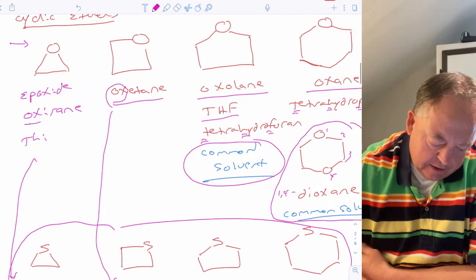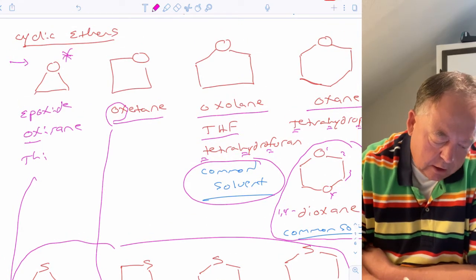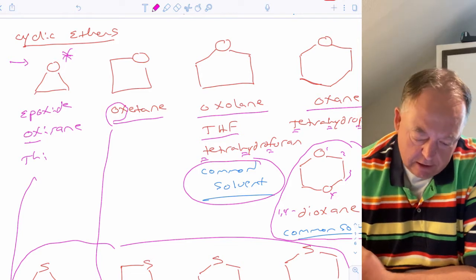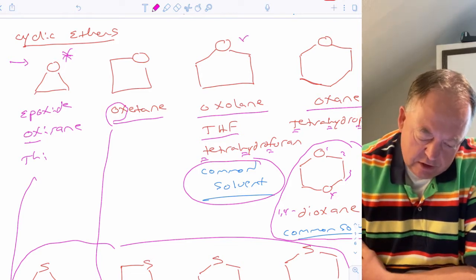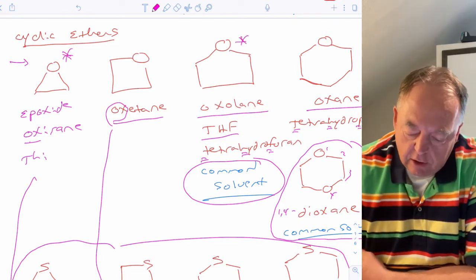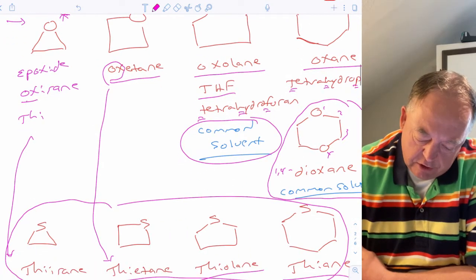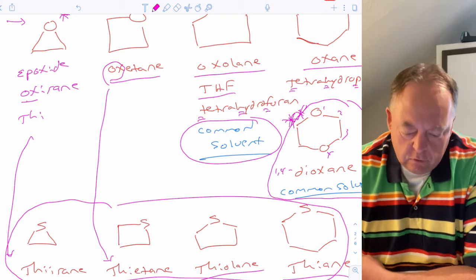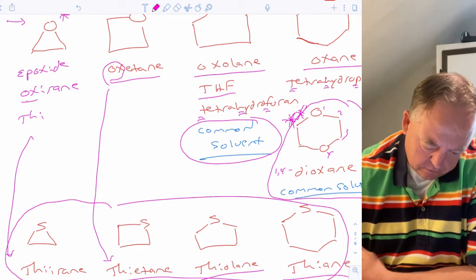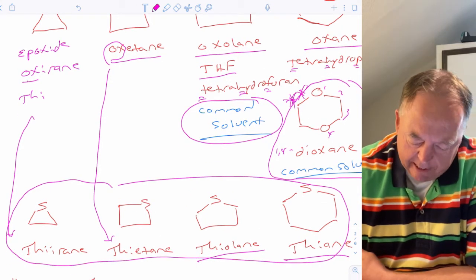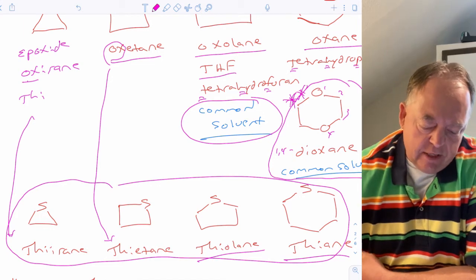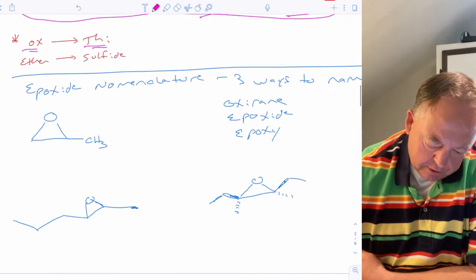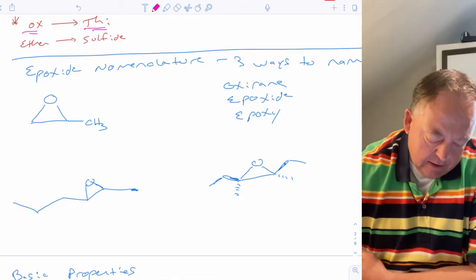You should basically know the epoxides, because we're going to talk a lot about epoxides, and we're going to look at how to name epoxides in just a minute. And you should know THF because it's a very common solvent in organic chemistry, and you should know dioxane because, again, it's a common solvent in organic chemistry. But I'm not going to ask you to know the names of the other ones. Okay, so let's look at how to name epoxides.